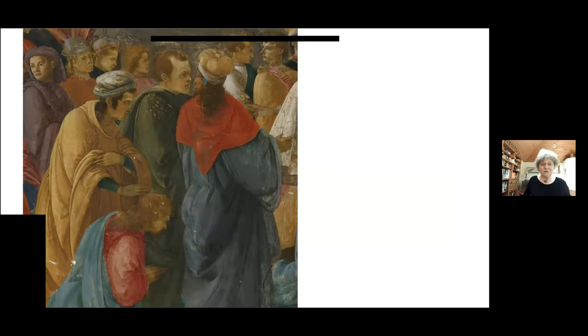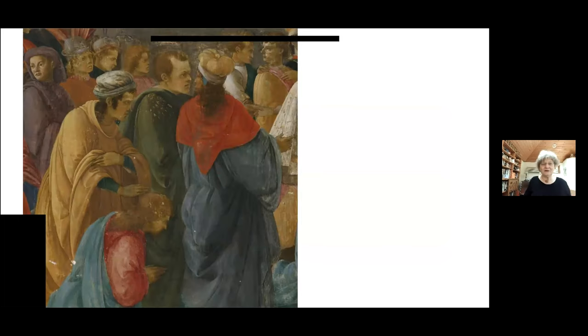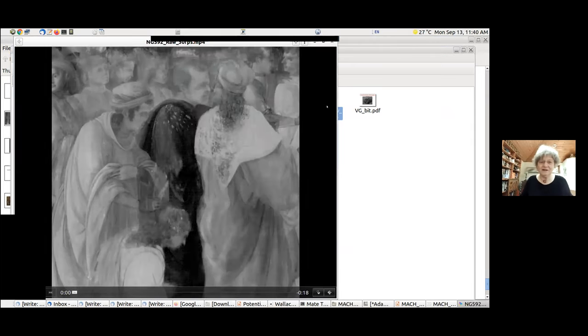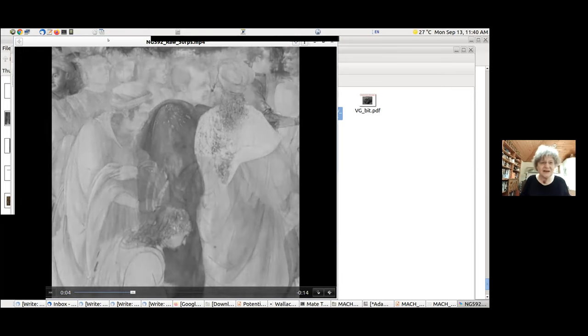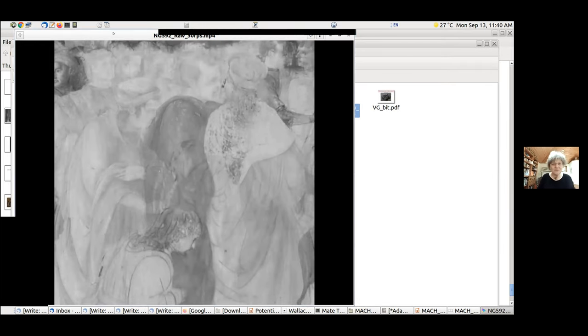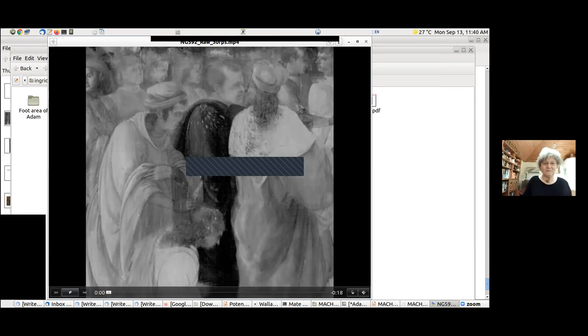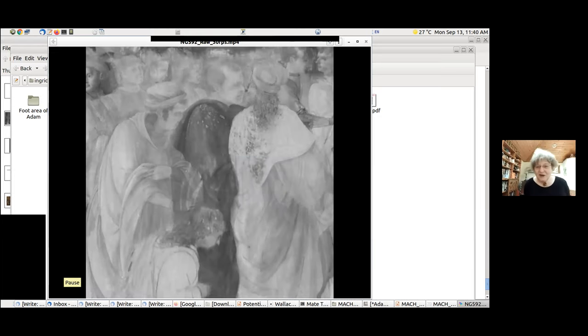And I'll show you images of this particular section, and show you again a little movie, because you see it slowly changing. I'll play it several times. These are the reflected images. So let me play it again. And what I want you to pay attention to is the underdrawing, more or less visible in different areas.